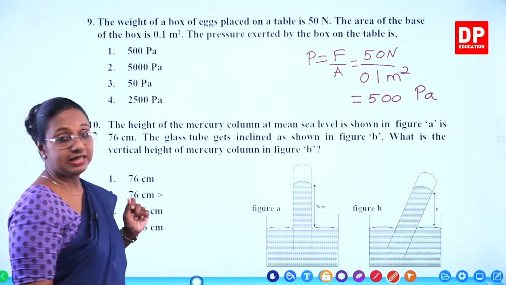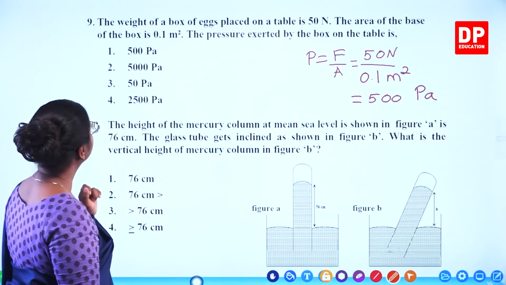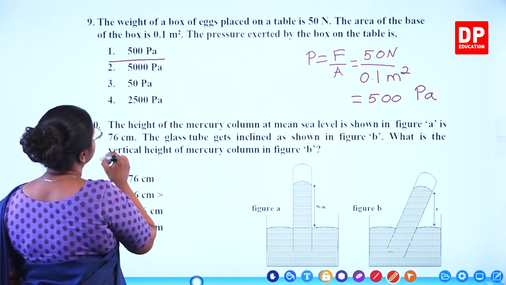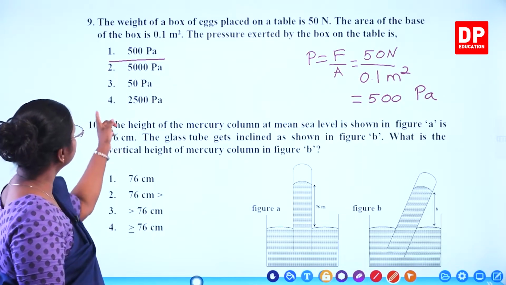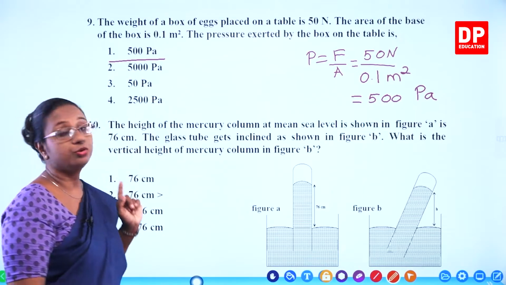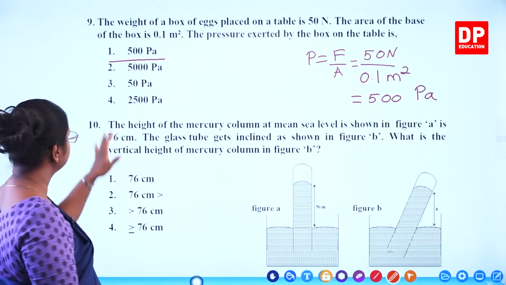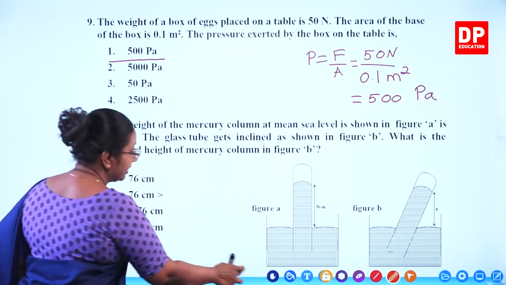If we look at the answers, it has to be 500 Pascal, the first answer. Not 5000 Pascal, 50,000 Pascal or 2500 Pascal. It has to be 500 Pascal. So that's the correct one. Then the 10th question.